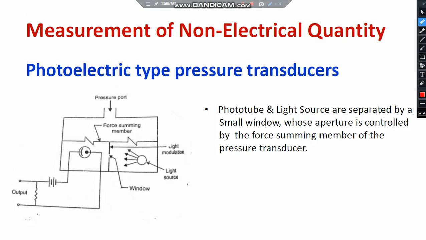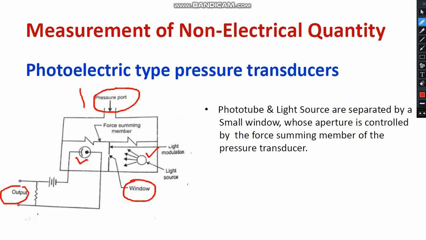Now we will discuss the photoelectric type pressure transducer. Here you can observe there is a pressure pot where you are going to apply the pressure, and there is a slit, a small window. Apart from that, there is a light source and a photo tube. Initially the entire light will activate the photo tube, and you will be getting the voltage.